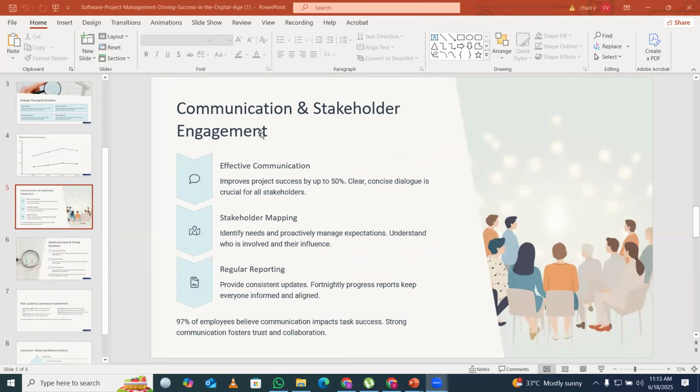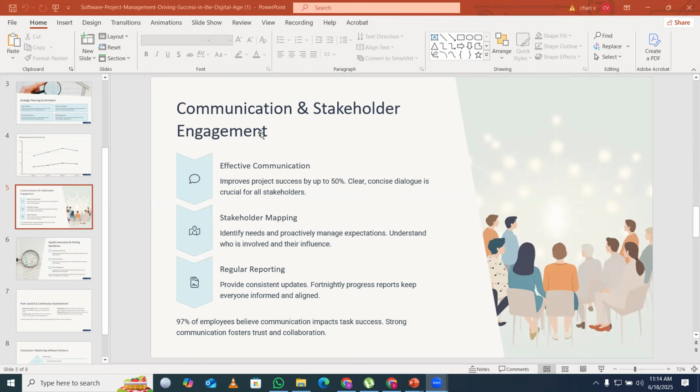And while developing the project, we need to think of two things: communication and stakeholder engagement. In the sense that we need to have efficient communication, which means we need to have a clear understanding of the project. If there is no clear understanding of the project, then it leads to failure of the project. So we should have clear communication and a clear understanding of the project, which leads to a higher success rate.